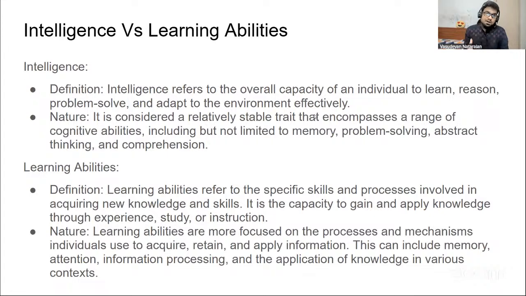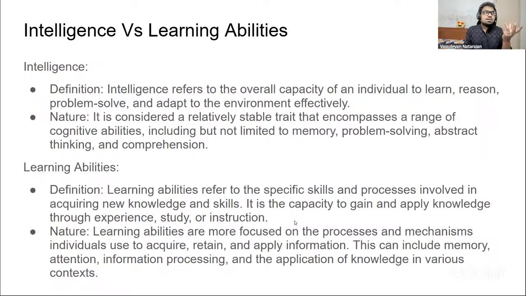Now, what do you mean by learning abilities? Learning abilities lead towards intelligence, something like that. Let's understand it. Learning abilities refer to the specific skills and processes involved in acquiring new knowledge and skills. It is a capacity to gain and apply knowledge through experience, study, or instruction. Now, this particular aspect of learning ability is a process.